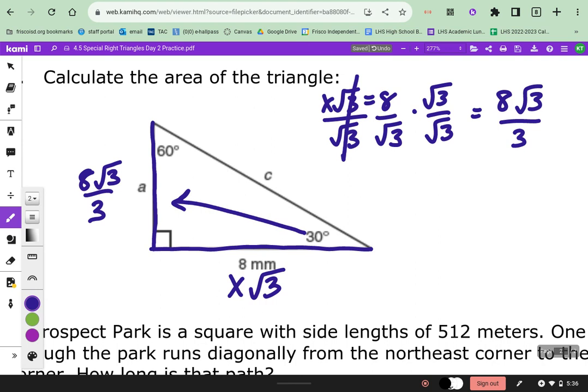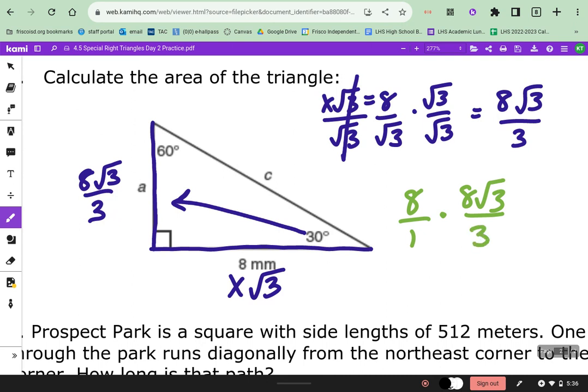Okay, so to find our area, we can plug into our area formula, which is base times height divided by 2. I'm going to do the base times height first, and then I'll divide by 2 after I have finished all that. So let's do base times height first. So this is my base, 8 times my height. So 8 over 1 times 8 root 3 over 3. When I multiply fractions, I'm going to multiply the top, so 64 root 3, and the bottom 3.